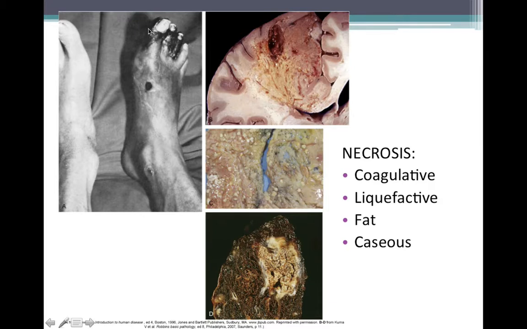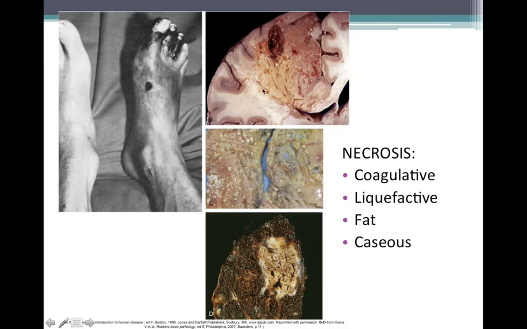And so this example here is showing coagulative necrosis, which is a form of gangrene in the foot here. This would be an example of dry gangrene, where due to lack of blood flow, the tissue starts to break down, the plasma membrane starts to break down, and it forms this coagulative necrosis of the distal extremity here.